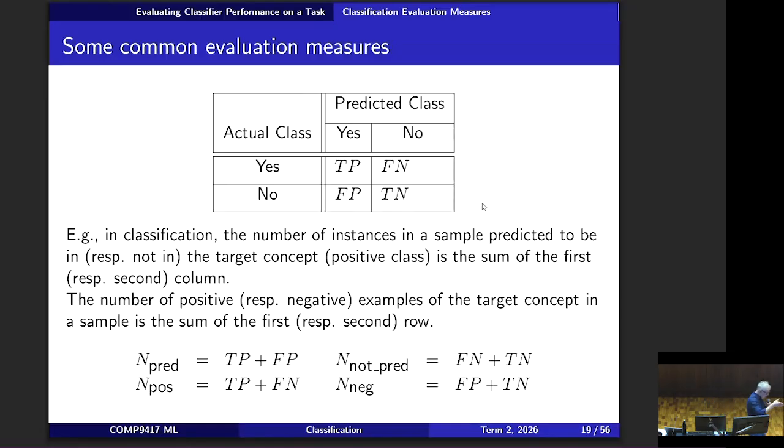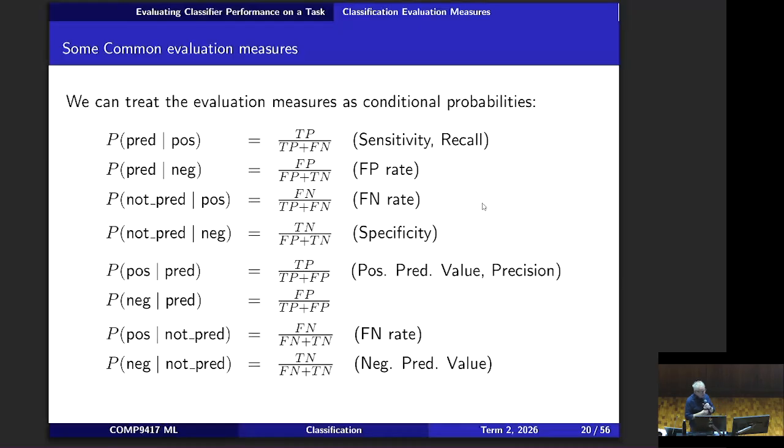Okay, so I'm just summing the columns, calling them n pred, n not pred, and I'm summing the rows, calling them n pos, n neg. Now, why am I doing that? Well, you can basically start to come up with various formulations that may be useful in analyzing the error of whatever classifier you're looking at.